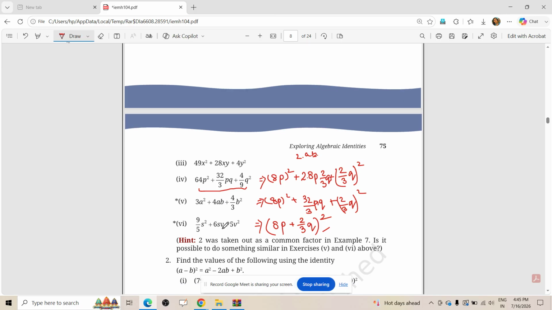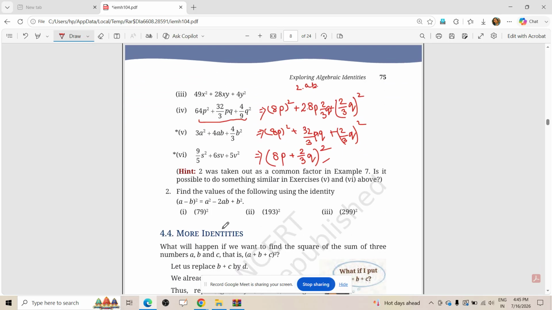Any other question? Okay. So question number 2 is completed. So how have you solved the two parts? 80 minus 1, this is the first part, 80 minus 1 whole square, and the second one, 193 whole square, is 200 minus 7, right? Yes, very good. And this is 300 minus 1 whole square.